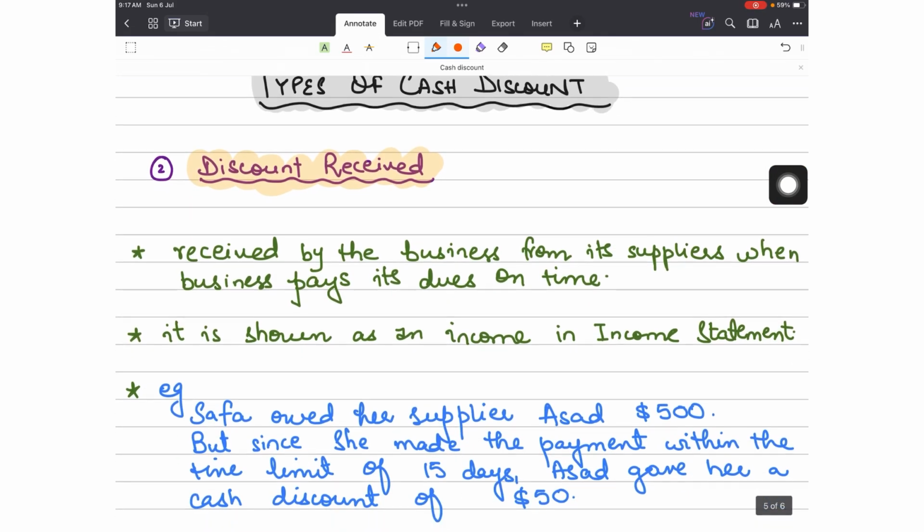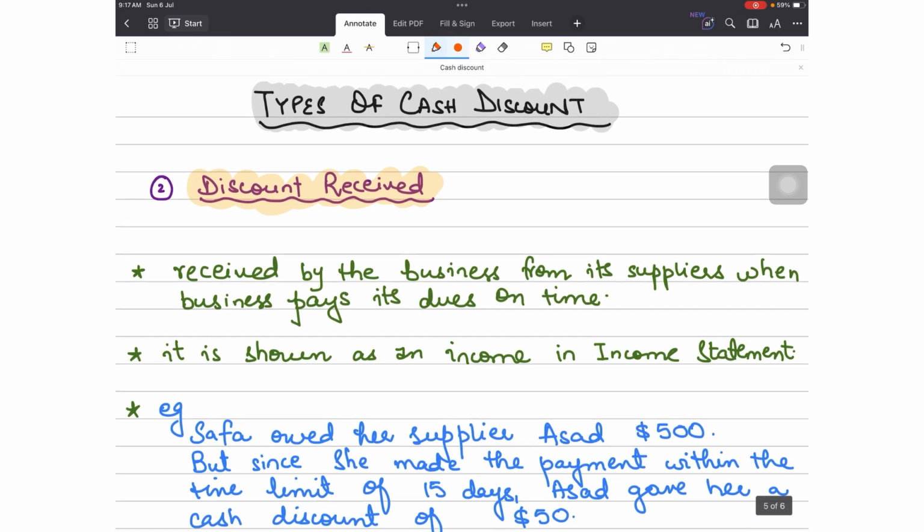Right. Now let's understand this from the perspective of discount received. Discount received, as the name suggests, is what the business is receiving from its suppliers. So this will act as an income, right? This discount received is received by the business from its suppliers when the business pays its dues on time. Previously we were receiving cash on time, now we are clearing our dues on time, so that is discount received from the supplier.